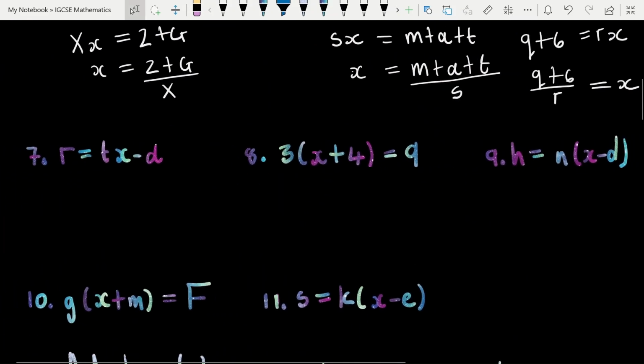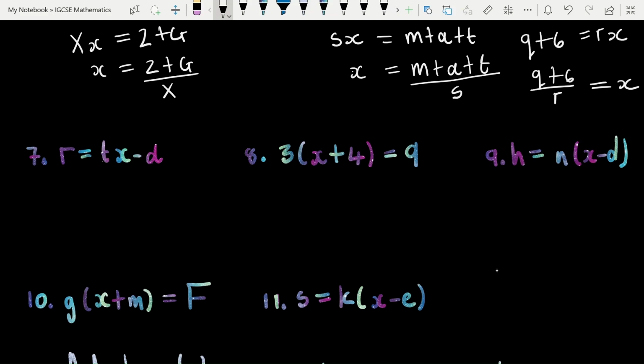Let's go to number 7. We have r is equal to tx minus d. We are making x the subject. Who do we start with? We take everything that's not x onto the other side, because our x is positive, as we can see. That's tx, x is positive there. As long as x is positive and you're making it the subject, you keep it where it is. You move everything else, as long as it's positive and not in a fraction. So we see it's positive, so we're going to move everything else, this t and this d.